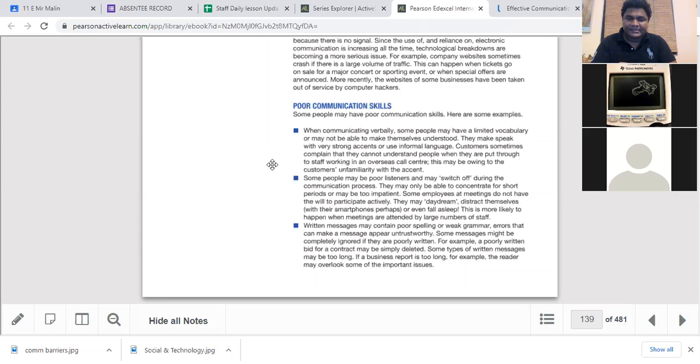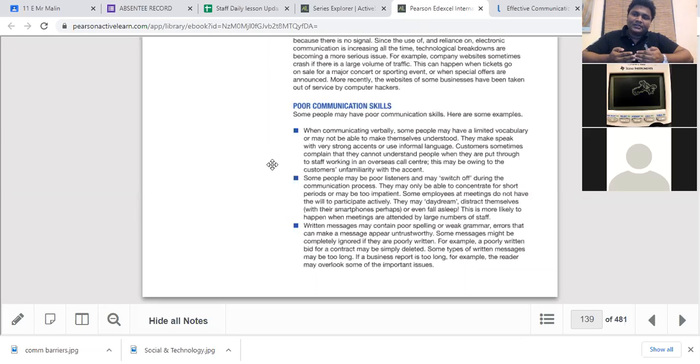Some types of written messages may be too long. If a business report is too long, for example, the reader may overlook some of the important issues. So as a result, written messages that are too long, extended messages, can be a problem. Sometimes people need something short and sweet, because summarizing is really important because of timing problems and everything.